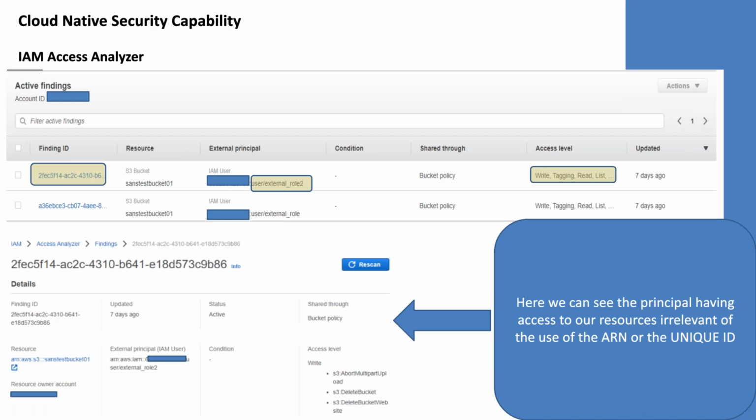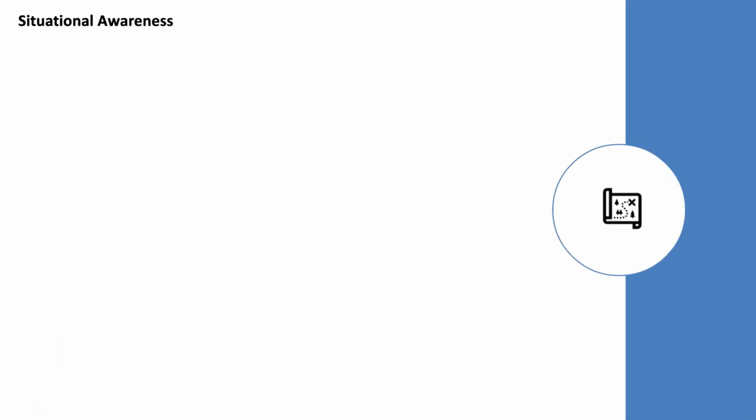It also provides you, interestingly enough, the external principal, right? And it calls out, hey, this is an IAM user. It'll tell you the account number. And it also tells you the human-readable name that we're all kind of used to, the ARN explanation of that principal. And so you can see here that principal has access to the resources. Irrelevant of the use of the ARN or the unique ID, Access Analyzer will show you what principals are accessing your resources.